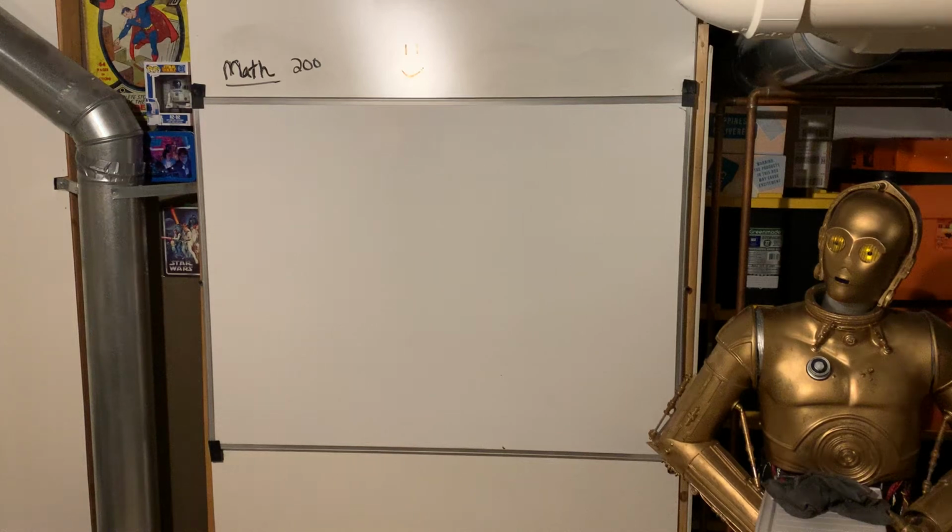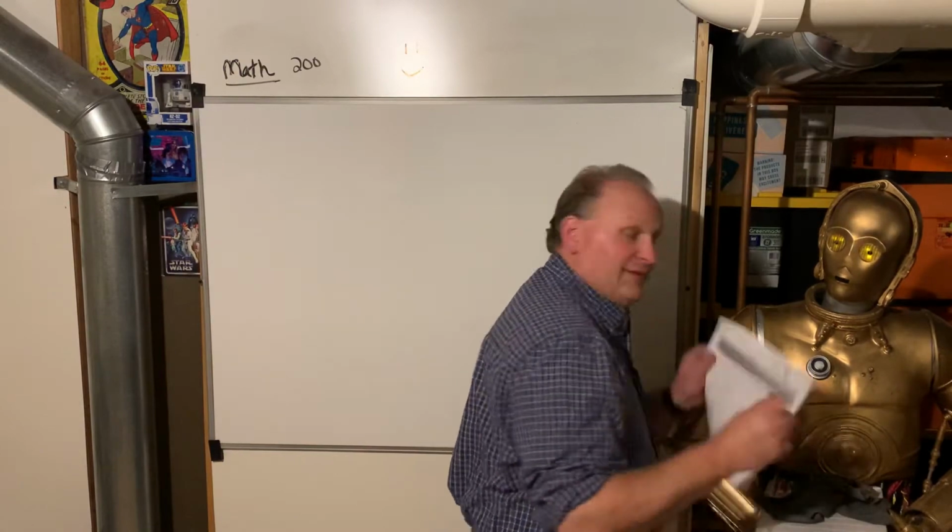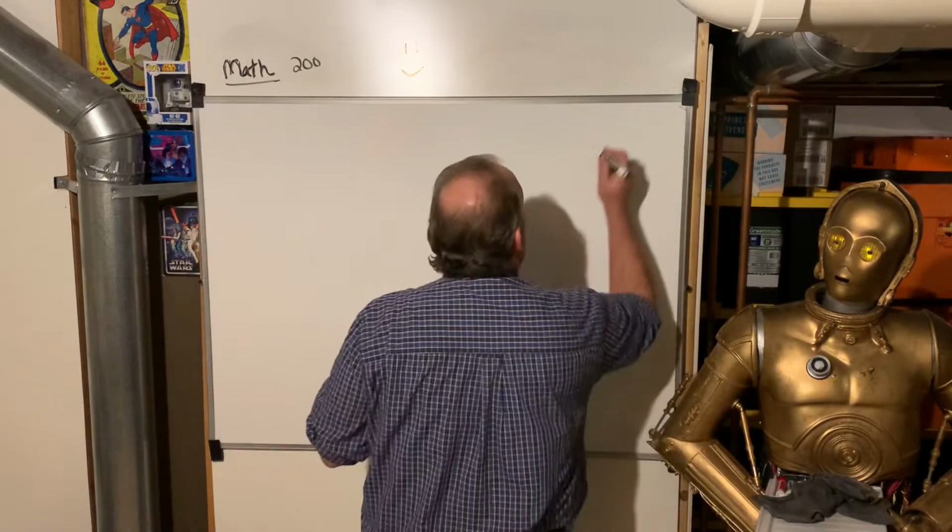All right, we are back. This is Math 200. We're looking at Chapter 7, the note packet, and this is 7.3.